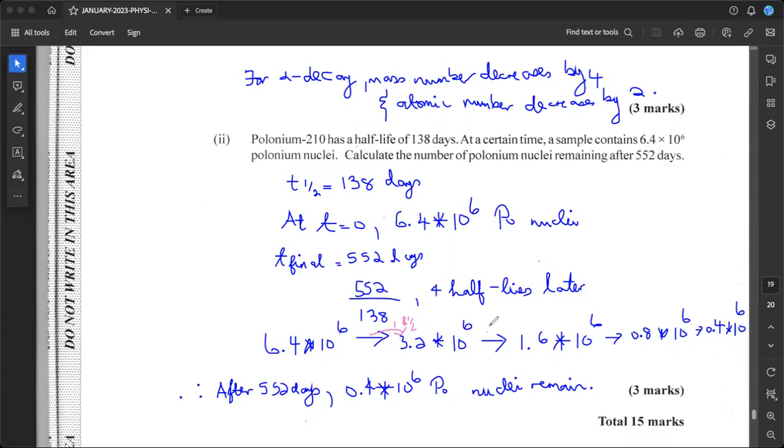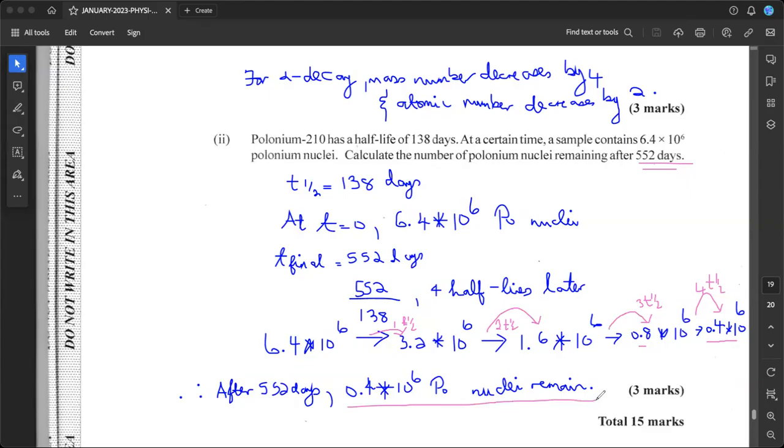polonium nuclei. Then after the second half-life, right, so 2 t halves, I'm going to end up with half of this amount, so that's 1.6 times 10 to the 6 polonium nuclei. And then after my third half-life, I'm going to end up with 0.8 times 10 to the 6 polonium nuclei, which is half of this. And then after 4 half-lives now, which is what the 552 days represent, that's what they're asking us about, I'm going to end up with half of this, which is 0.4 times 10 to the 6 polonium nuclei. So that's our answer, guys. After 552 days, we will have 0.4 times 10 to the 6 polonium nuclei remaining.